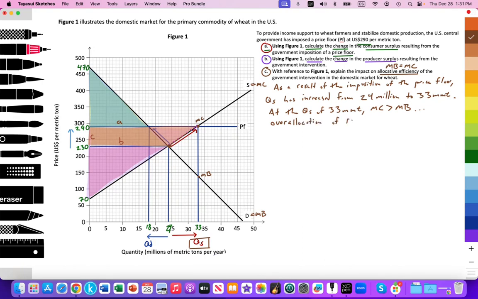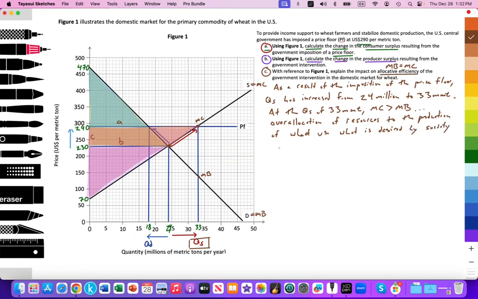of resources, land, labor, capital, to firms to the production of wheat versus what is desired by society, or the quantity desired by society.